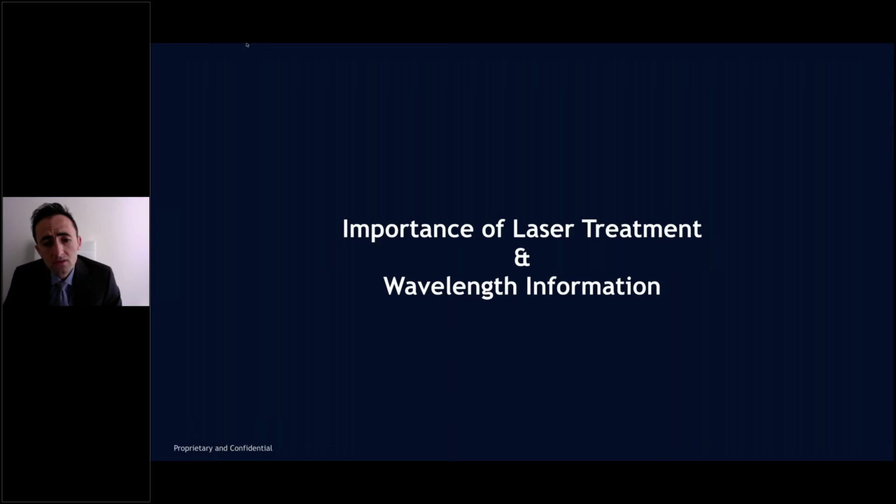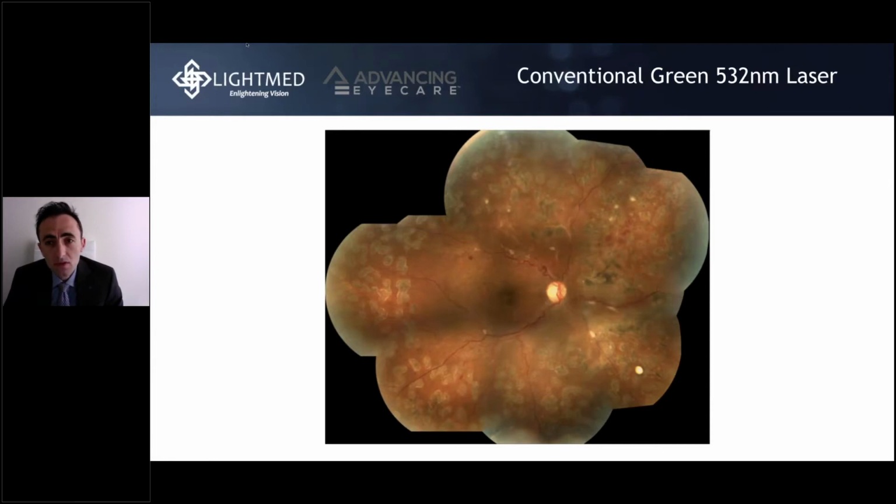So the importance of laser treatment and wavelength information has become very important in the upcoming years after 2000. And this is a picture of conventional green laser, the 532 nanometer. You can see the laser scars in the periphery. This is a panretinal photocoagulation.